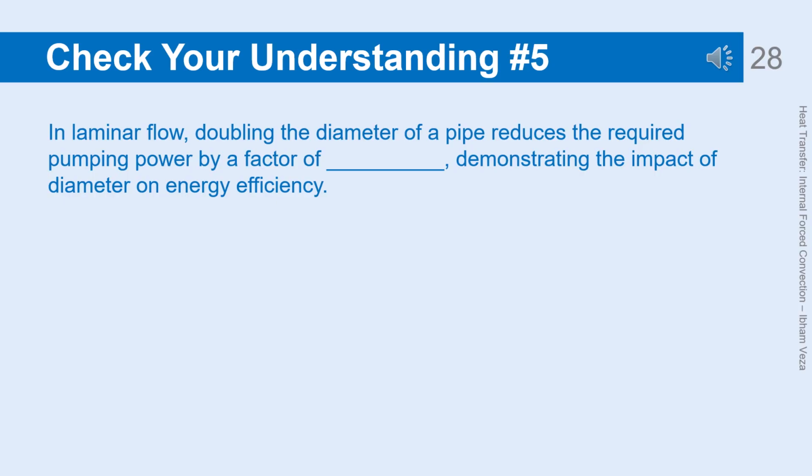In laminar flow, doubling the diameter of a pipe reduces the required pumping power by a factor of 16, demonstrating the impact of diameter on energy efficiency.